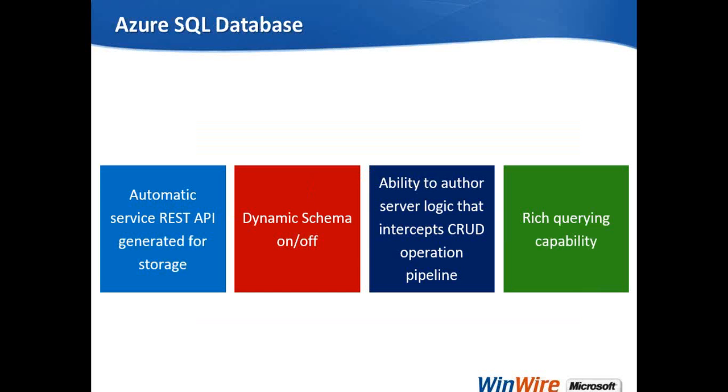Moving on, let's see the key features that are available with SQL Database on Azure. As I was talking about, there is an automatically generated REST API service for storage. Once you create an Azure mobile service, it automatically creates web services for you that work on the REST protocol, and the data exchange is in JSON, which you can use for accessing the data from your backend.